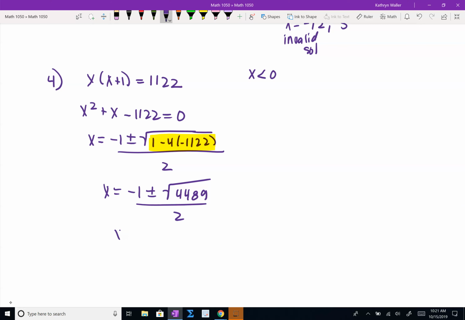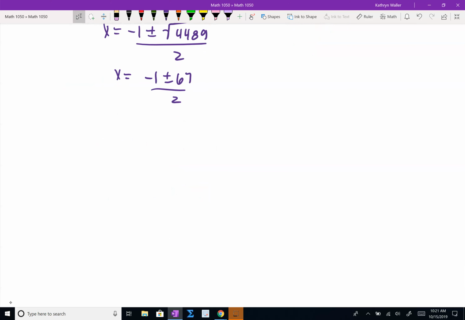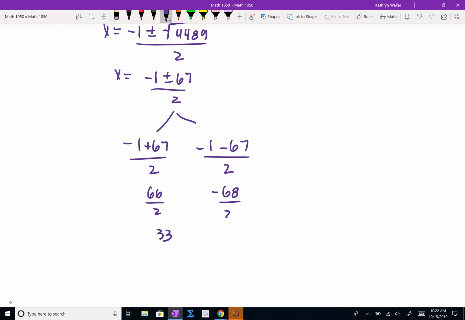And it is at 67. So I get negative 1 plus or minus 67 over 2. Now, we've never run into this together. I'm sure you guys have run into it on your own before, but that actually is not an acceptable answer. So it's negative 1 plus 67 over 2 and negative 1 minus 67 over 2. So negative 1 plus 67 is 66 over 2, which is 33. Negative 1 minus 67 is negative 68 over 2, which is negative 34.